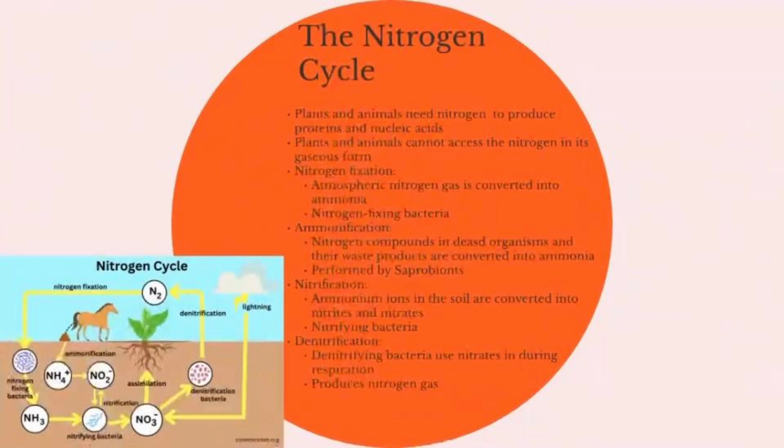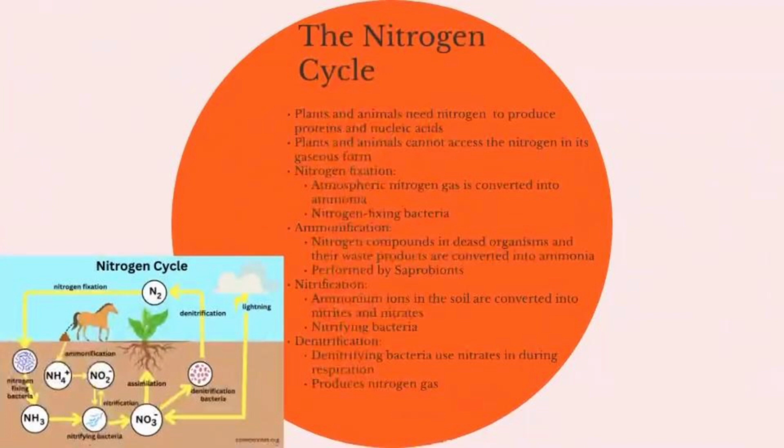These bacteria are found inside the root nodules of the leguminous plants. So these are things like peas and beans, and the bacteria have a symbiotic relationship with the plants because the bacteria help provide the plants with nitrogen, and the plant provides the bacteria with other organic compounds such as carbohydrates. So they both help each other and it's a mutually beneficial relationship. So that's the first step of the nitrogen cycle.